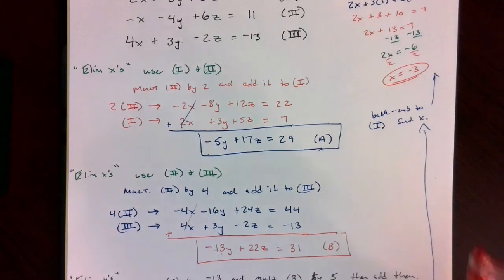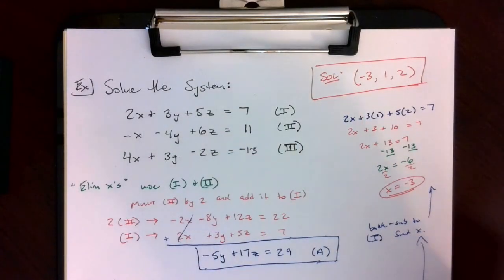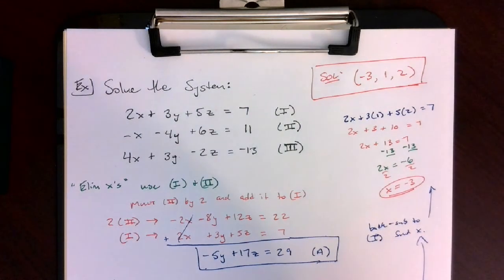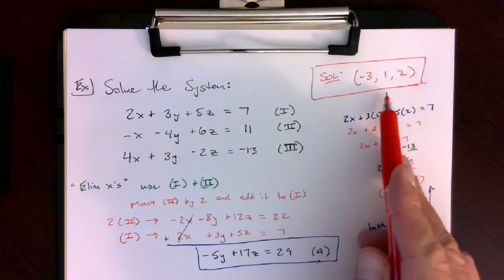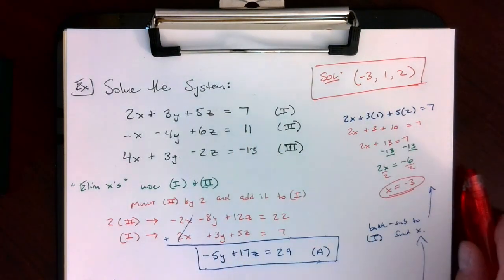If you wanted to check this, a way of checking would be to make sure that this works in all three equations. If it doesn't work in all three equations, it means you made an error somewhere. I won't ask you to check it most likely, but that's how you would know. What this really means is that the solution works in all three equations. That's what makes a solution to the system.